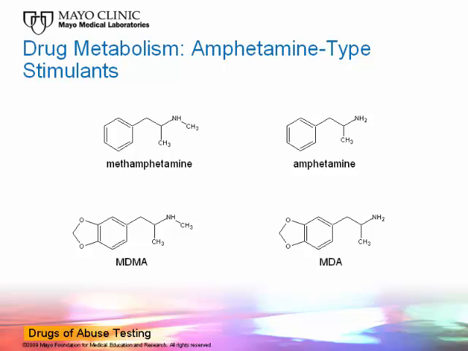Now, in the amphetamine-type stimulants category, amphetamine being the prototype, of course, but methamphetamine, MDMA, which is ecstasy, and MDA, which is methylenedioxyamphetamine, also fall into the category of amphetamine-type stimulants. Now, all of these have the potential to be drugs that would be used as individual drugs. However, it's also important to remember that methamphetamine is demethylated to amphetamine, so another example of an active metabolite. And MDMA is demethylated to MDA, again, another example of active metabolites.